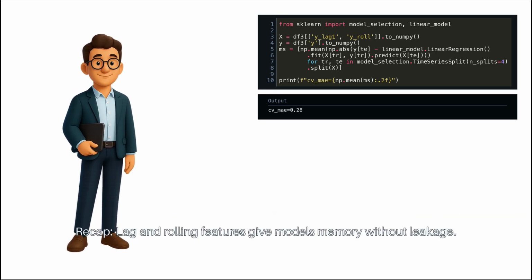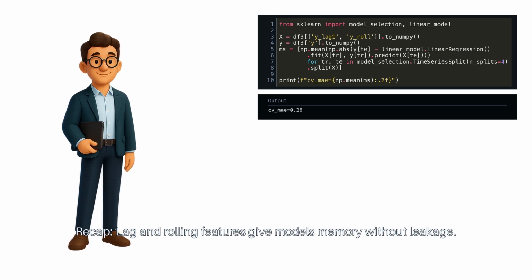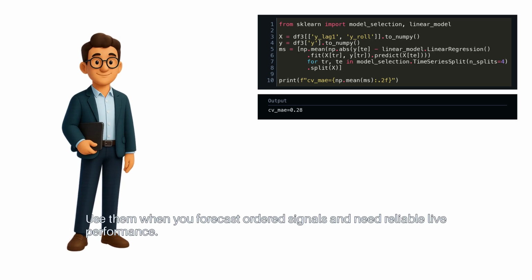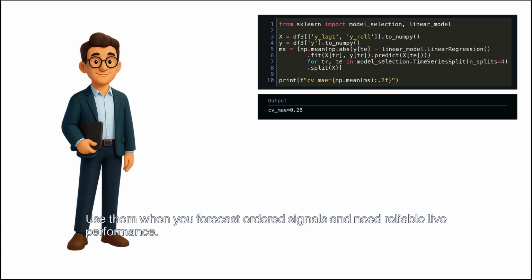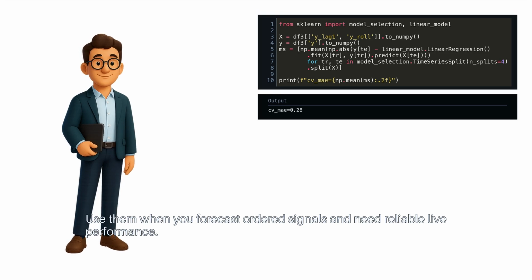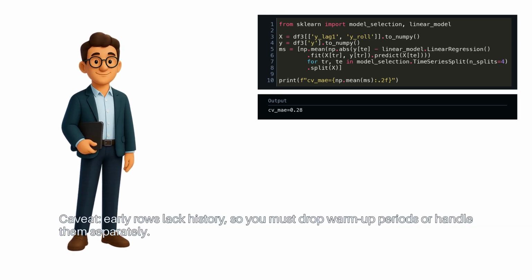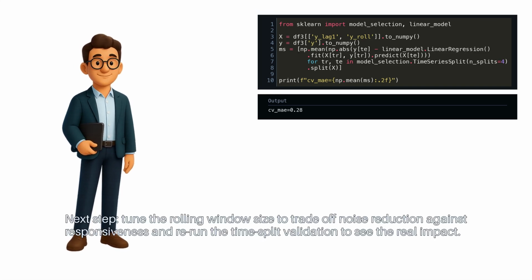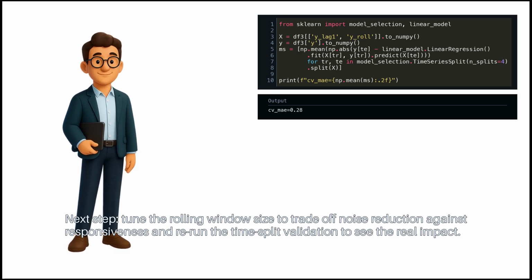Recap: lag and rolling features give models memory without leakage. Use them when you forecast ordered signals and need reliable live performance. Caveat: early rows lack history, so you must drop warm-up periods or handle them separately. Next step: tune the rolling window size to trade off noise reduction against responsiveness and rerun the time split validation to see the real impact.